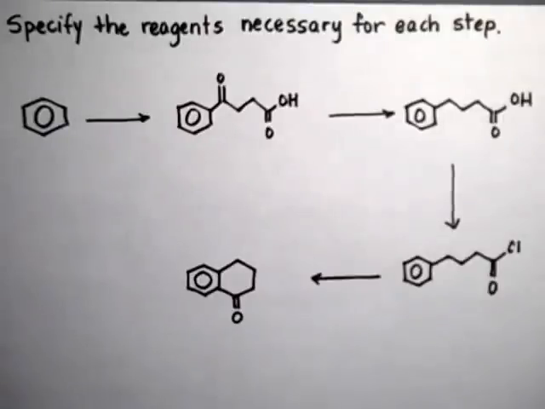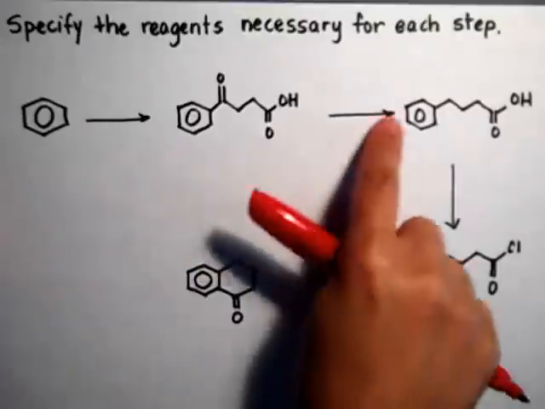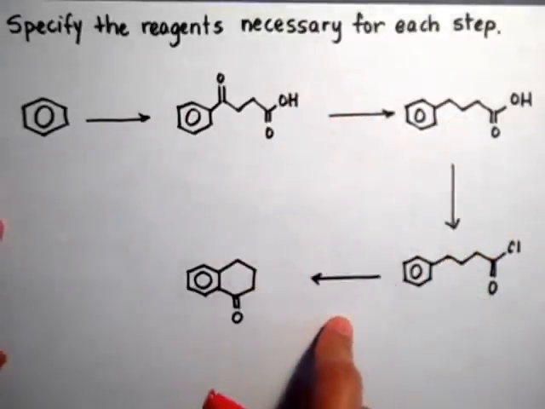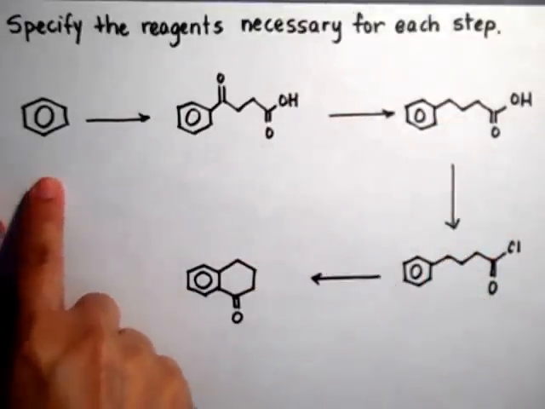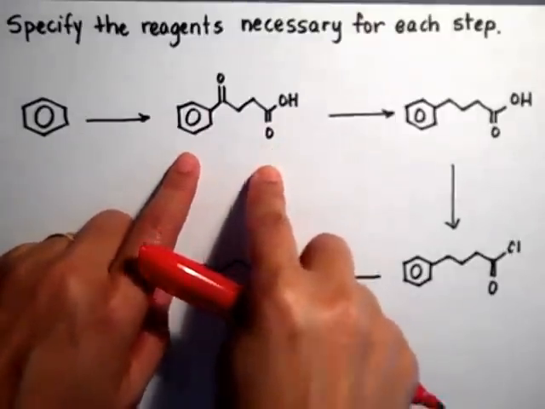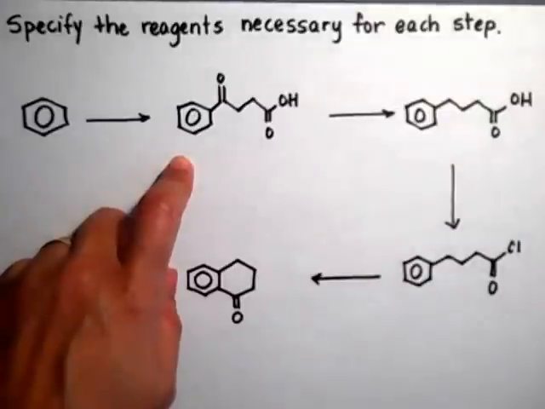This is a whole synthesis, and they gave us the products. All we need to fill out is the reagents that we need. So we start with benzene. Nothing to look at in here. We have to look at what we're making from benzene. And what we're seeing is that we did a Friedel-Crafts acylation reaction.